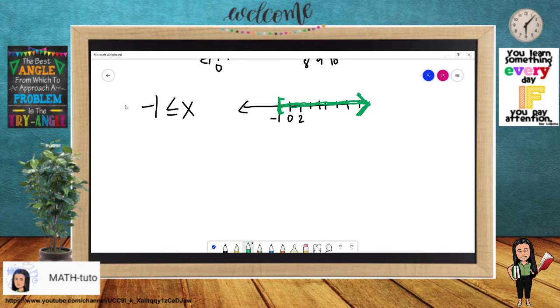Okay? Ito kasing, sabihin nyo, bakit less than, bakit to the right? Kasi ang less than dito ay yung number. It is the same as x is greater than or equal to negative 1. So, ibig sabihin nga, to the right yung drawing natin.